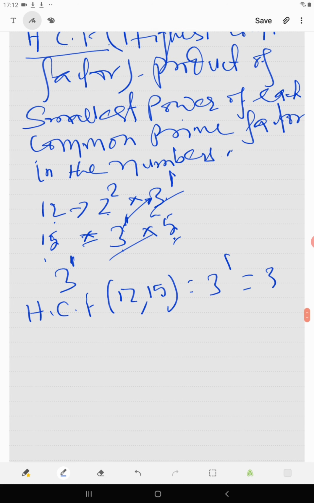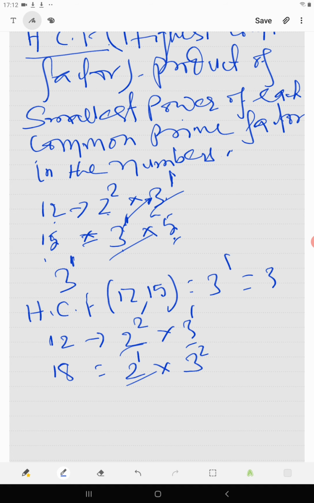Now take the example of 12 and 18. So 12, as we wrote, is 2 square into 3, and 18 is 2 to the power 1 into 3 square. Okay. So what will be the HCF? So what is common over here? Both 2 and 3. So 2 is there in 12 also, and 2 is there in 18 also. Similarly 3 to the power 1 is there in 12 also, and 3 is there in 18 also.